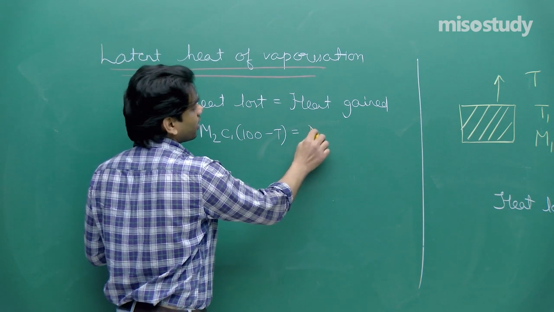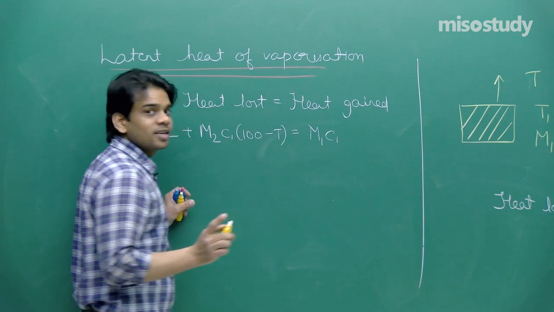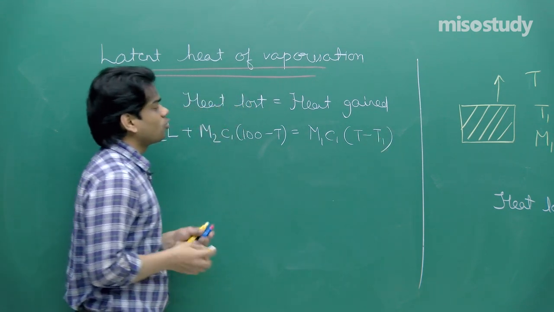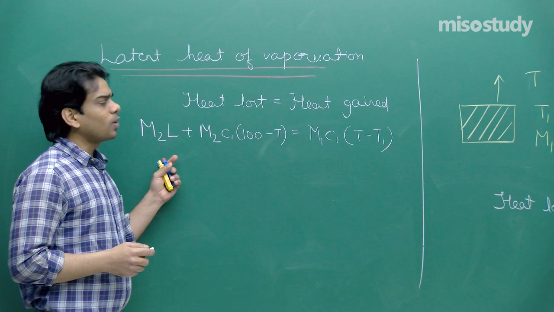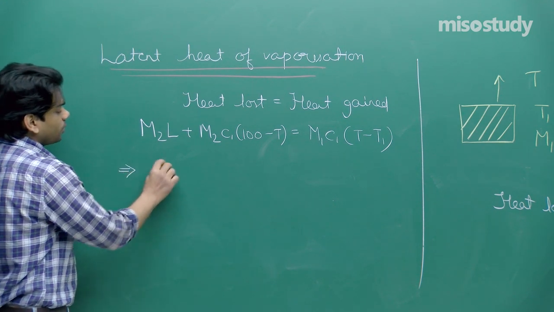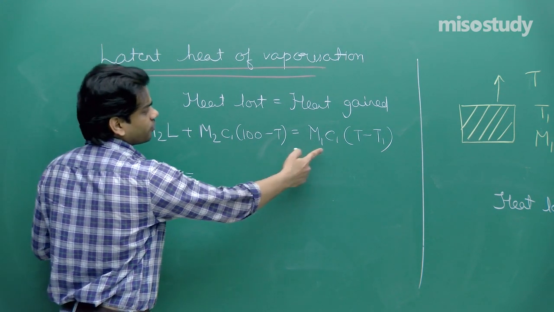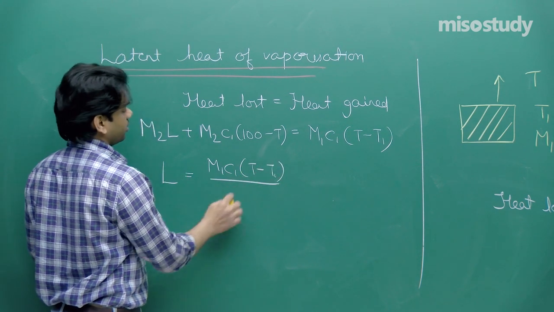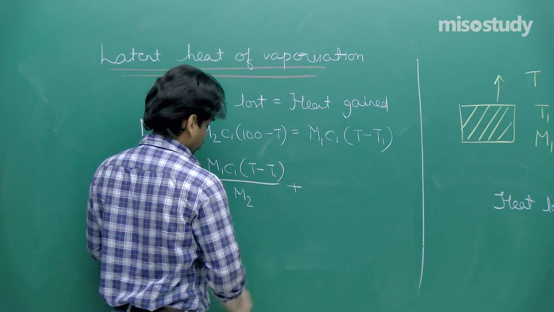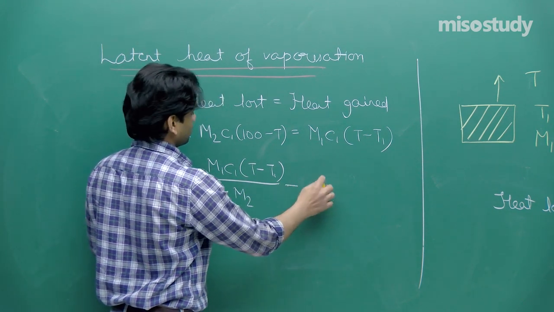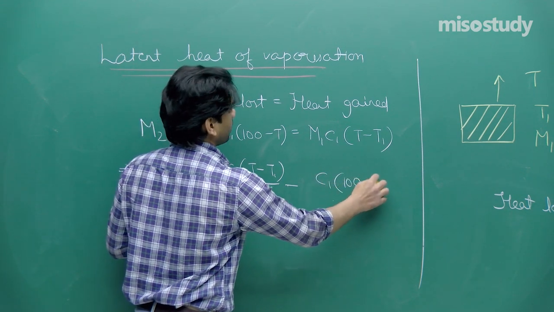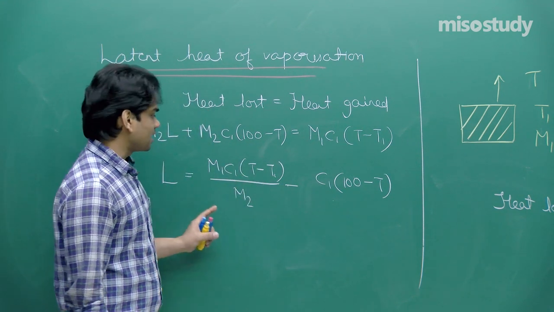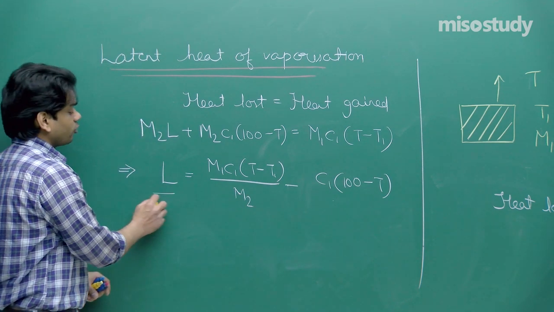Heat gained will be M1, C1, and the final temperature is T, its initial temperature was T1, so T minus T1. This is what we are going to get. From here we want to find the value of L, so L will come out to be M1 C1 (T minus T1) divided by M2, plus, sorry, you have to do minus C1 (100 minus T). This is what you're going to get. Divide by M2, because M2 is here, so need not make it in division, that will be cancelled out. This is the final formula to find the latent heat of vaporization.